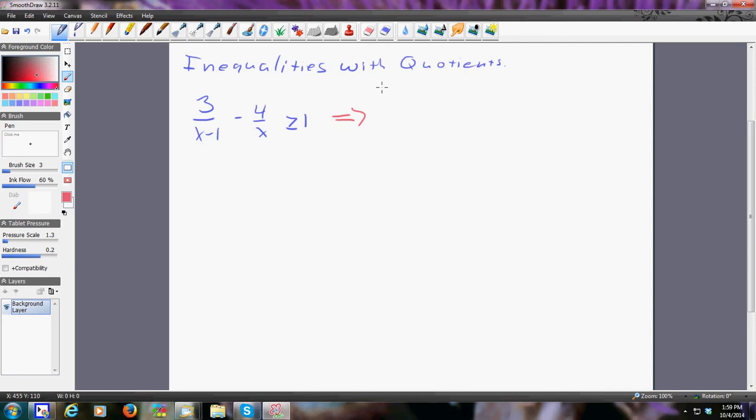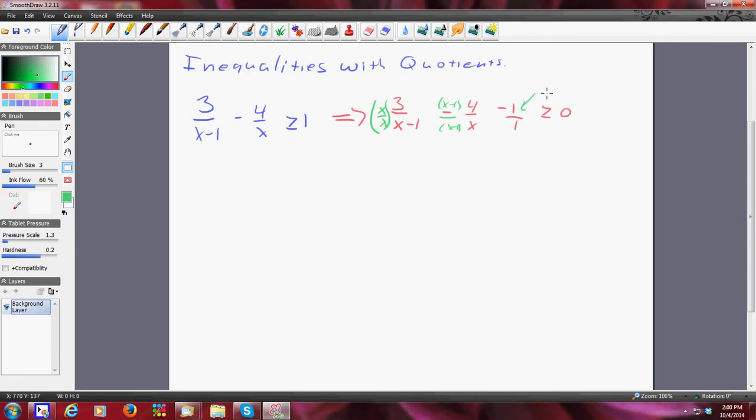And then what I'm going to do is move everything to one side. So I end up with 3 over x minus 1 minus 4 over x minus 1 is greater than or equal to 0. Put that 1 over 1. And now I notice I have a fraction, so I'm going to make everything have a common denominator. So I'm going to have to multiply this by x over x. I have to multiply this by x minus 1 over x minus 1. And then I'm going to have to multiply this by x times x minus 1 over x times x minus 1 to get my common denominator.